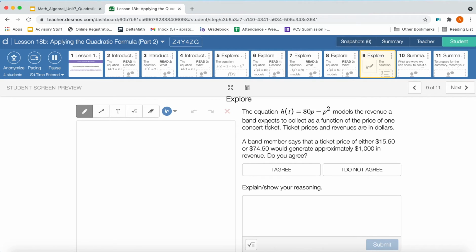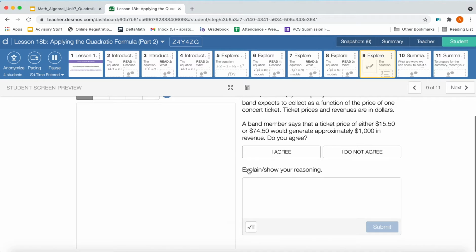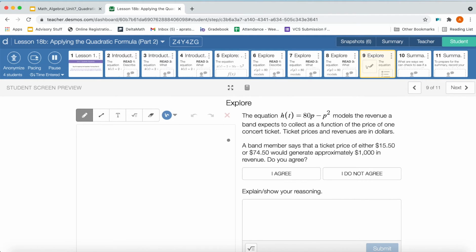The question reads, the equation h of t equals 80p minus p squared models the revenue a band expects to collect as a function of the price of one concert ticket. Ticket prices and revenues are in dollars. A band member says that a ticket price of either $15.50 or $74.50 would generate approximately $1,000 in revenue. Do you agree? Students have an opportunity to agree or disagree and explain or show their reasoning in these 2 spaces. Throughout the lesson, you can give students some time to work on this problem.